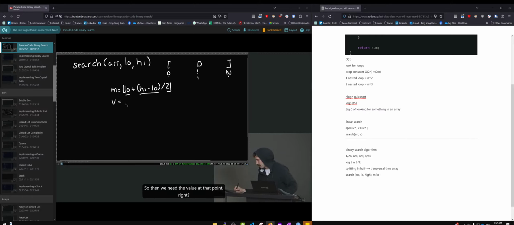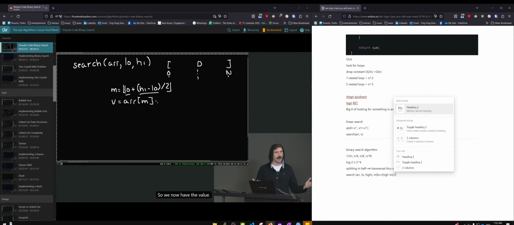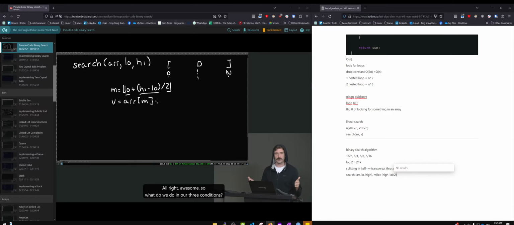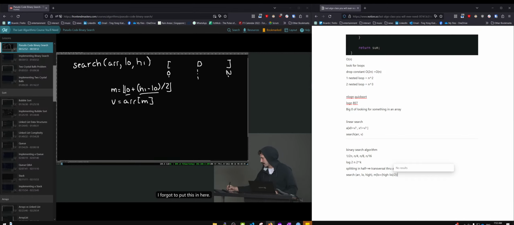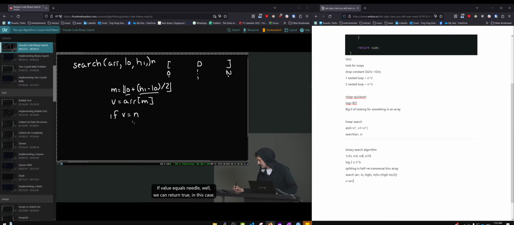So then we need the value at that point, right? So we can do something like array midpoint, right? So we now have the value. All right, awesome. So what do we do in our 3 conditions? Does anyone know what the 3 conditions are? Condition 1. Value is the thing we're looking for, right? I forgot to put this in here. We'll just call it n for needle. There we go. If value equals needle, well, we can return true in this case. We'll just make it simple, right? We're going to just return true. We've found the value. It does exist. Here you go. We could return the index if we wanted to, which would simply be that right there. Doesn't matter. All right.